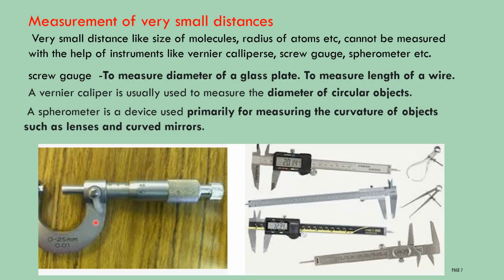Up to here we discussed the measurement of long distances. Now let us discuss in detail the measurement of very small distances, like the size of a molecule and the radius of an atom. How will we measure the size of molecules and the radius of atoms? Let us discuss in detail here.